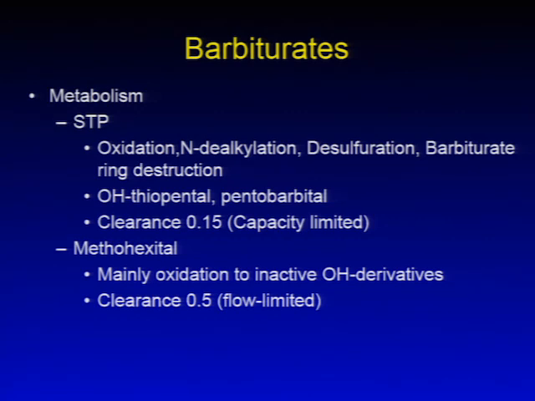Metabolism of barbiturates occurs mainly in the liver. With sodium thiopental, it is achieved by oxidation, N-dealkylation, desulfuration, and barbiturate ring destruction. And this results in the production of hydroxythiopental as well as pentobarbital. And the clearance is about 0.15, which designates this as a capacity-limited agent, which really means it should only be used in bolus form as opposed to used as an infusion. Methohexital, on the other hand, is mainly metabolized by oxidation to inactive hydroxy derivatives, and the clearance here is 0.5, and it is therefore a flow-limited agent. The 0.15 and the 0.5 refers to the fraction of drug that gets cleared by the liver on a single pass. So imagine that 15% of sodium thiopental is cleared, whereas methohexital is 50%.